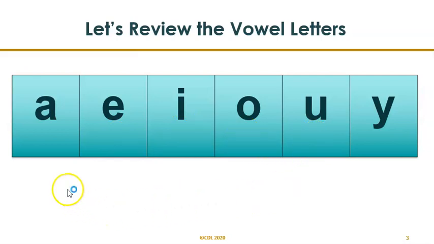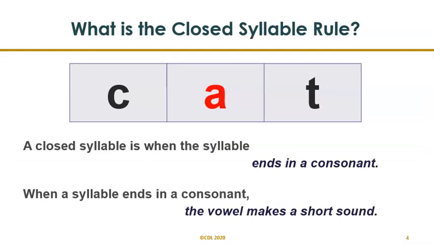Vowels can also make a long sound. A long sound is when the vowel says its name. A, E, I, O, U. I can tell you right now that there sometimes are rule breakers. We're going to review one more thing before we get into those rule breakers I spoke about.